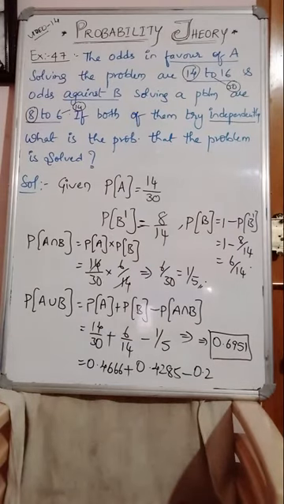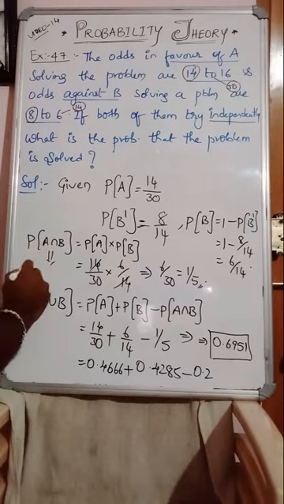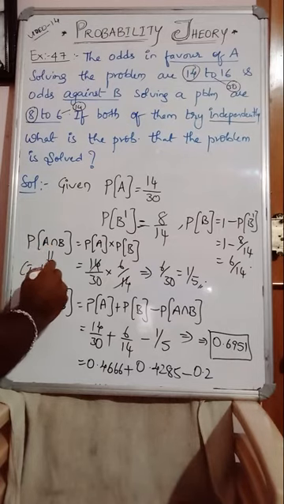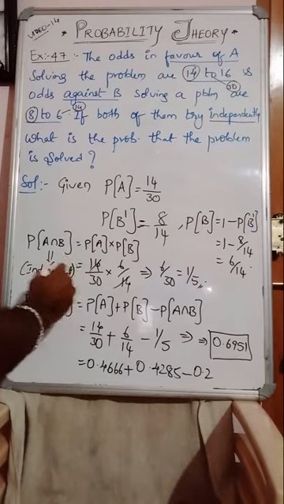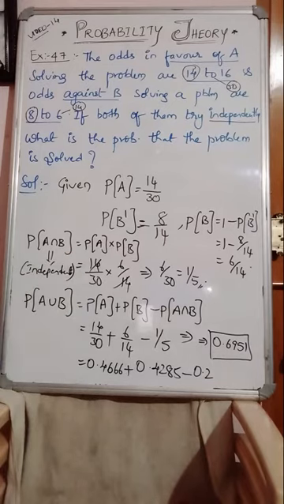0.6951. That is the answer. Guys, do you understand the problem here? Here A and B we know they are independent. Right? So look at this question now once again.